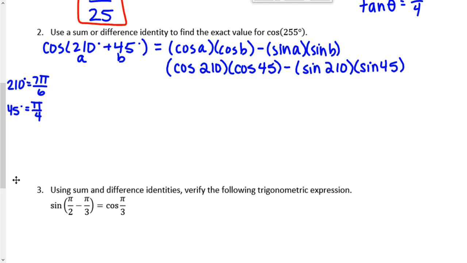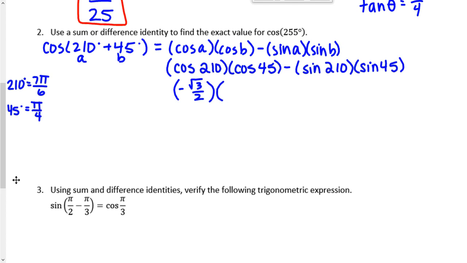Can you find the cosine of 210? Yeah. What is it? Negative rad 3 over 2. Okay. Whoever's giving me rad 2 over 2, you're looking at the wrong thing. So one more time, the cosine of 210. Negative rad 3 over 2.